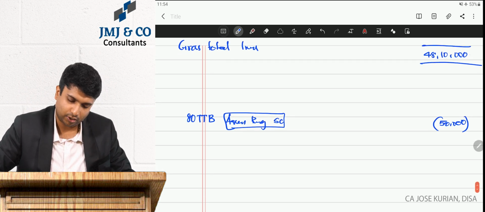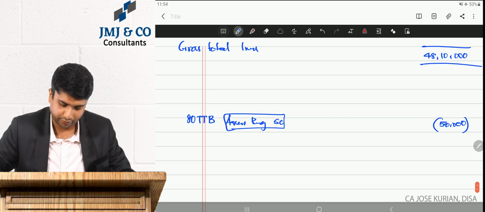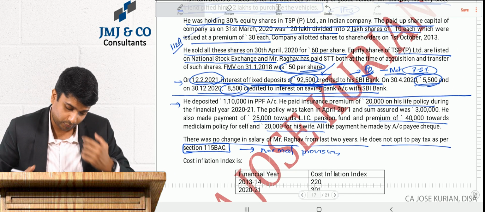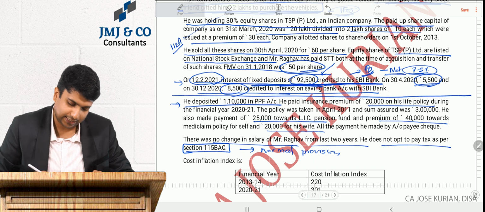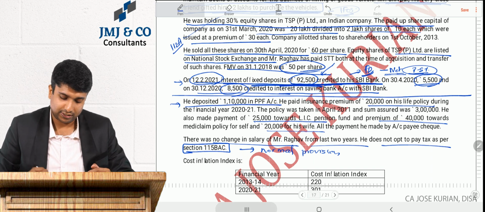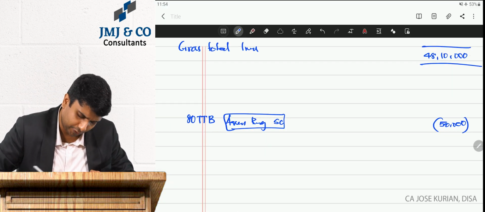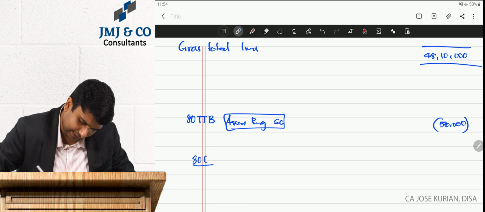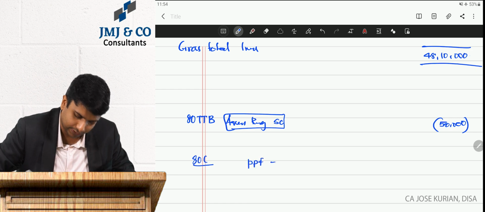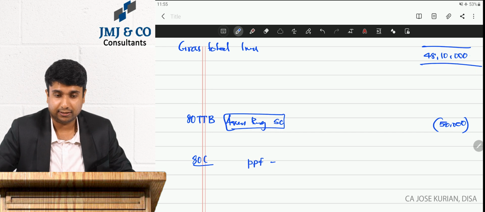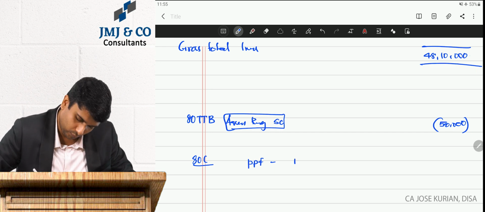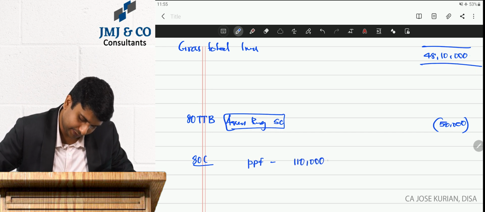From that, now it's all about deductions. 50,000 deduction we have already deducted under 80TTB. Now what is the next one? He deposited 1,10,000 in public provident fund. If there is a deposit in public provident fund, it is eligible for an 80C deduction. 80C, public provident fund, and the amount is 1,10,000. All right, so 1,10,000 I have written here.